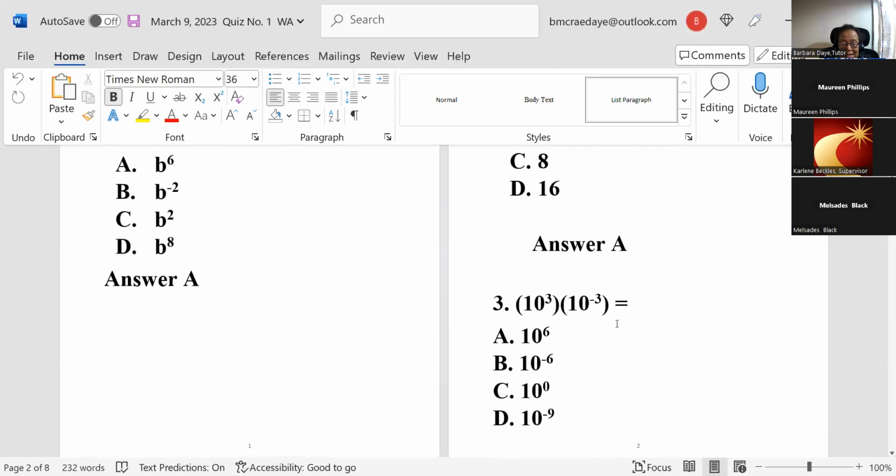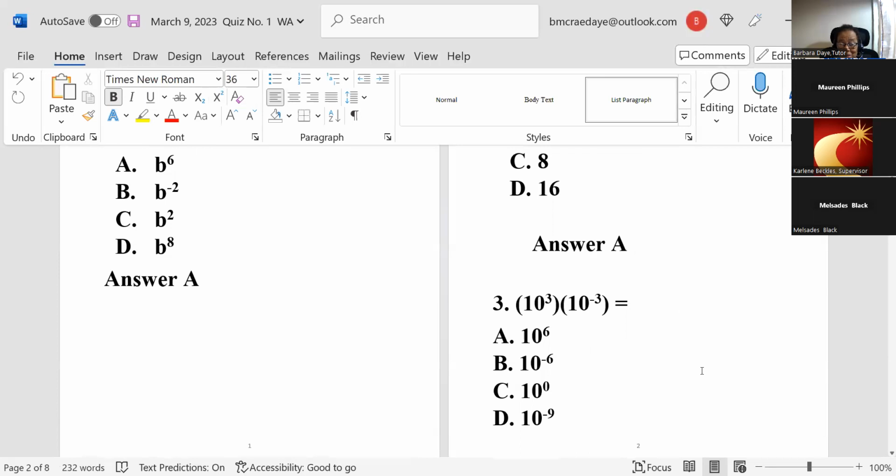Okay, now this is another multiplication, right? So what do you do with the exponents? You're going to add the exponents. Okay, so when you add them, what do you get? We're going to get 10 to the, you're adding the exponents now because it's the same base. So you're adding the 3 and the minus 3. What does that give you? 3 and the minus 3 will give me 10 to the minus 6.